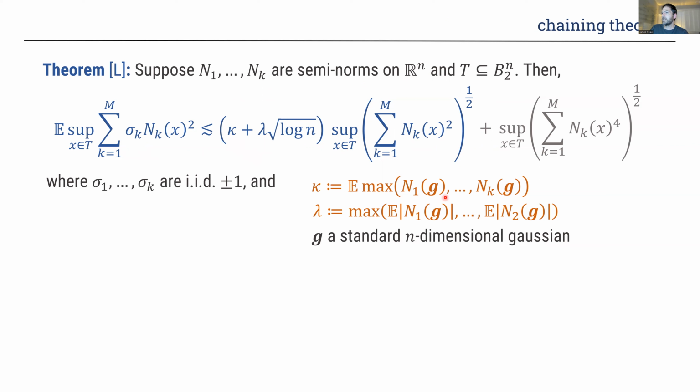Kappa is the expected maximum norm of an n-dimensional Gaussian, where I say the expected maximum is over these semi-norms. And again, this should be a capital M here. And lambda is the maximum expectation of these things. And this notation is so bad that I'm going to fix it.